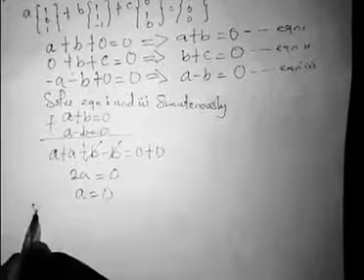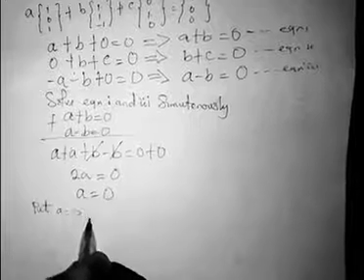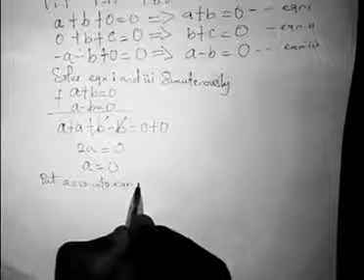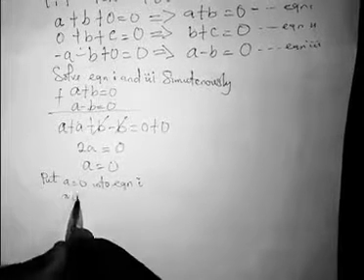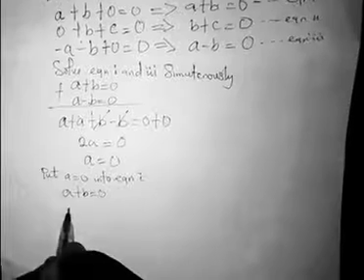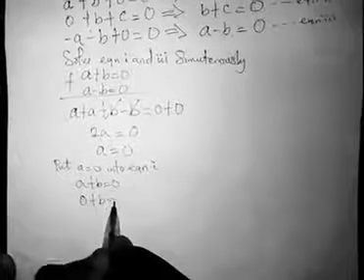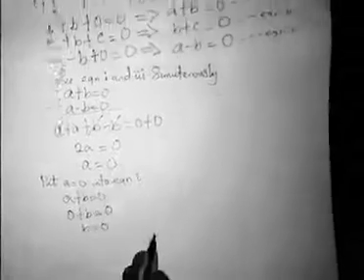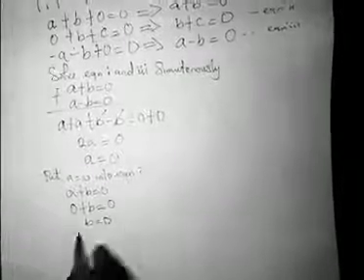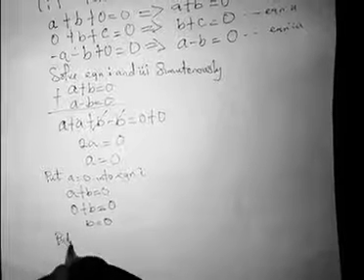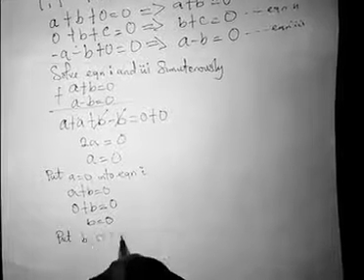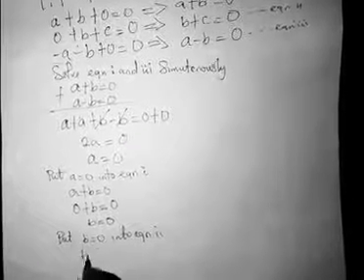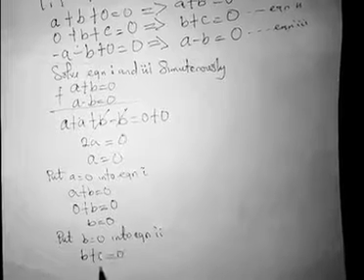Since a equals 0, you have to get your b and your c now. So put a equals 0 into equation 1. Your equation 1 is a plus b equals 0, and that is 0 plus b equals 0. So your b is 0. So you already know that your a is 0, your b is 0. To get c now, let's put b equals 0 into equation 2. Equation 2 is b plus c equals 0. And that will be what?